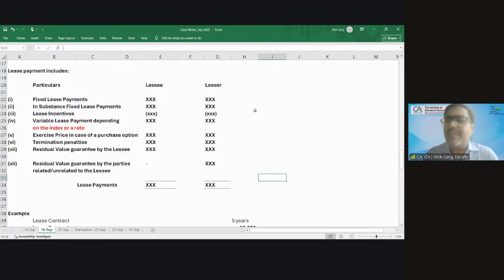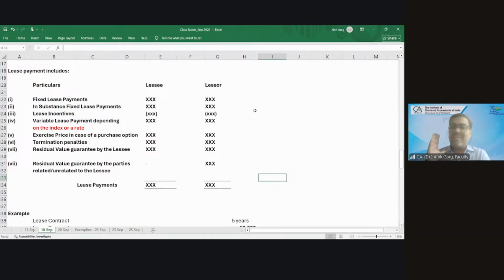Okay, so tell me one thing. There is a lease of, let's say, a photocopy machine or a printer, but the lease contract is for 5 years and the lease rental payment is 50,000 per annum. Can you avail the lease exemption? Yes, sir. It is a low value exemption we can claim. So it is not a short-term lease exemption. It is a low-value lease exemption.